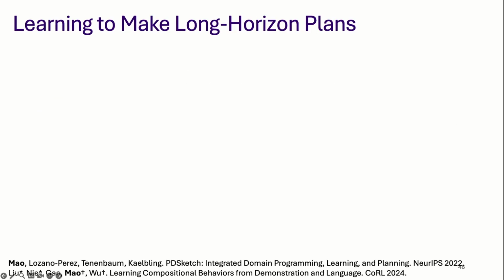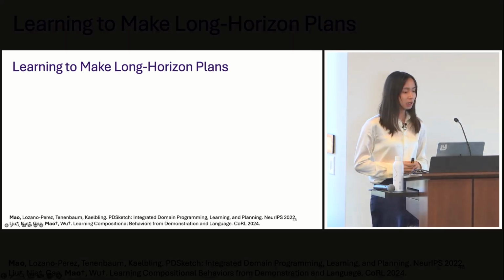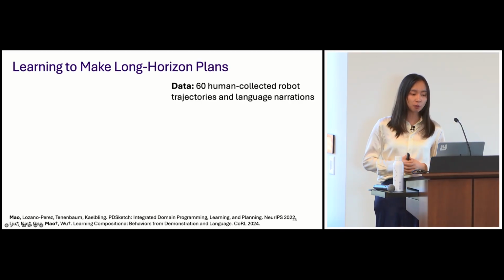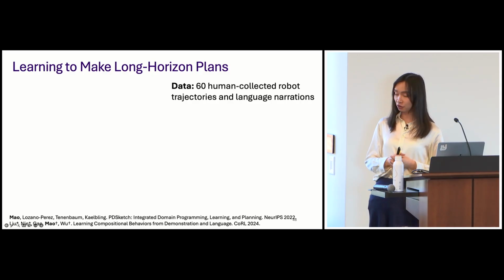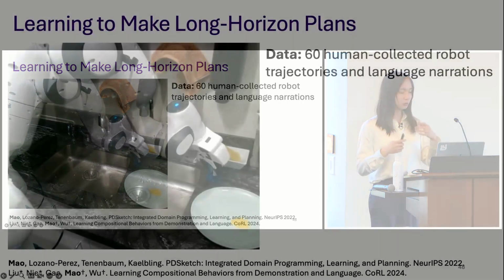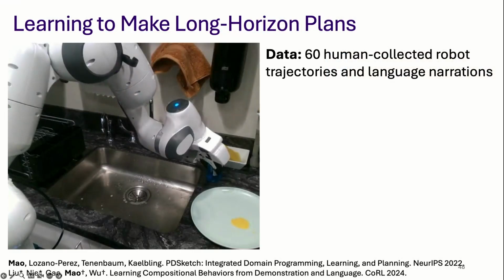So I'm going to start with talking about the problem setting we have. We assume that our system has access to some human-collected robot trajectories and some language narrations with it. So in this case, let's say we have collected some data. We are teleoperating the robot, trying to pick up different kinds of objects and do manipulation with them.